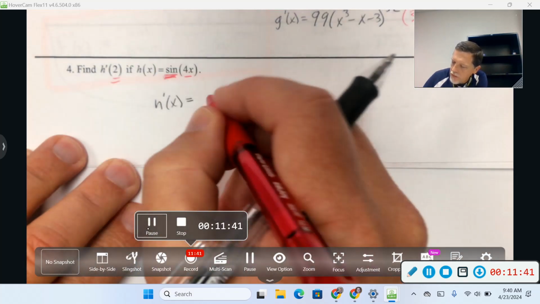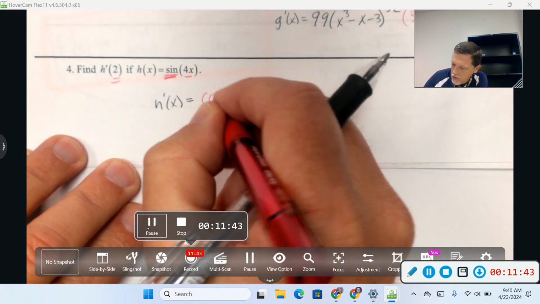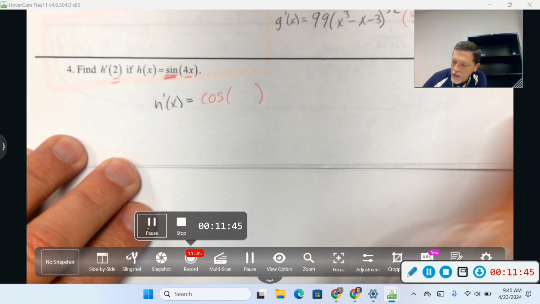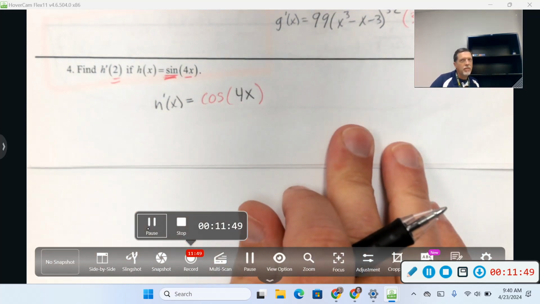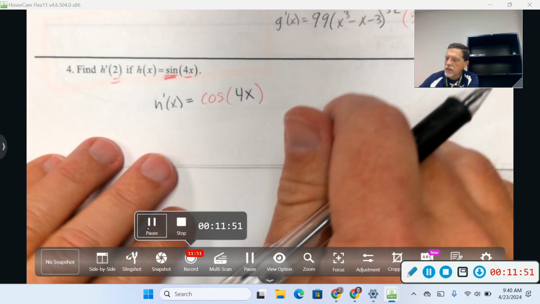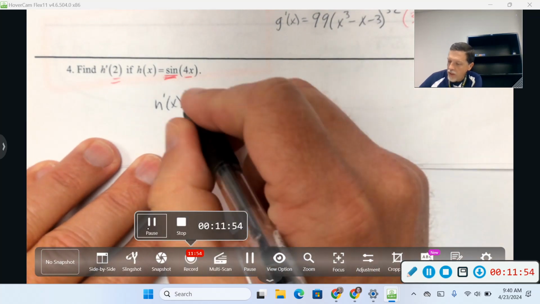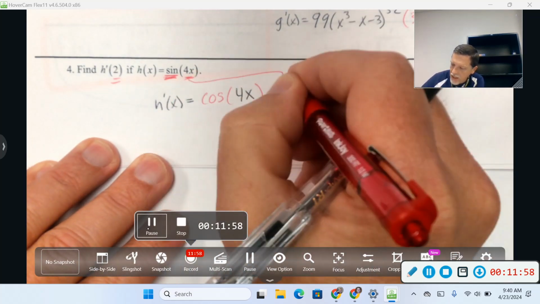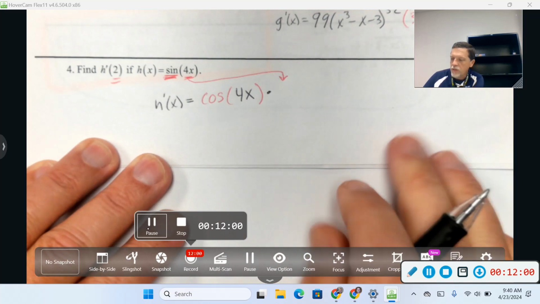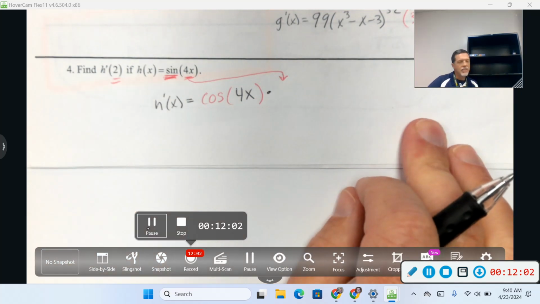So the derivative of sine is cosine. And while we're doing that, we don't mess with the insides. Right? One layer at a time. Don't need to blow pop all at once. But now that we've handled the outside, we can now handle the inside. And the derivative of 4x is 4.